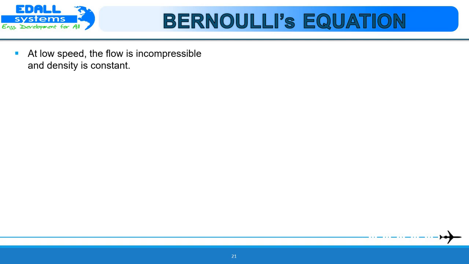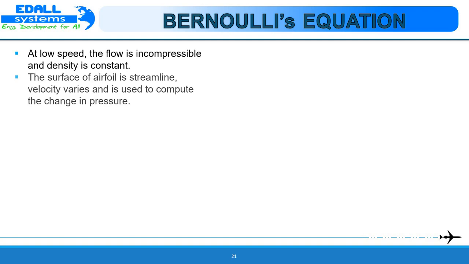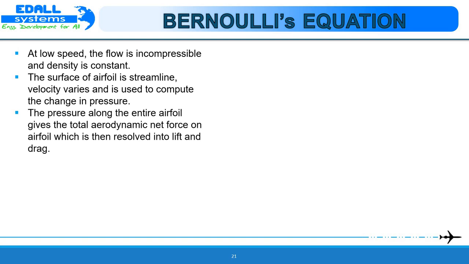At low speed, the flow is incompressible and the density is constant. The surface of the airfoil is streamlined, and velocity varies and is used to compute the change in pressure. The pressure along the entire airfoil gives the total aerodynamic net force on the airfoil, which is then resolved into lift and drag. So p plus rho v square by 2 is equal to constant along a streamline.